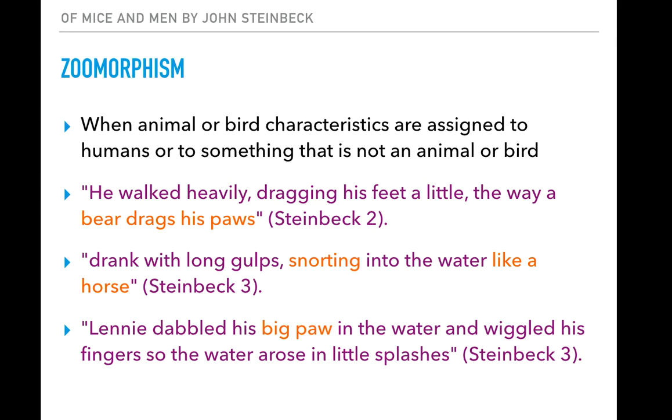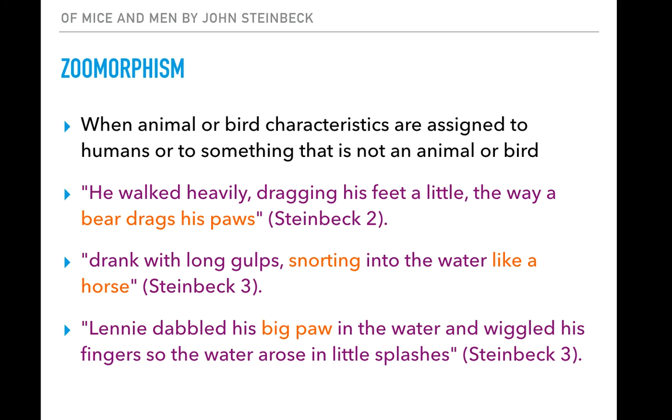Steinbeck also uses a figurative language technique called zoomorphism, and this is when animal or bird characteristics are assigned to humans or to something that is not an animal or a bird. It's kind of like personification, but it's done with animals. There's 3 examples below. All 3 examples are about Lenny.